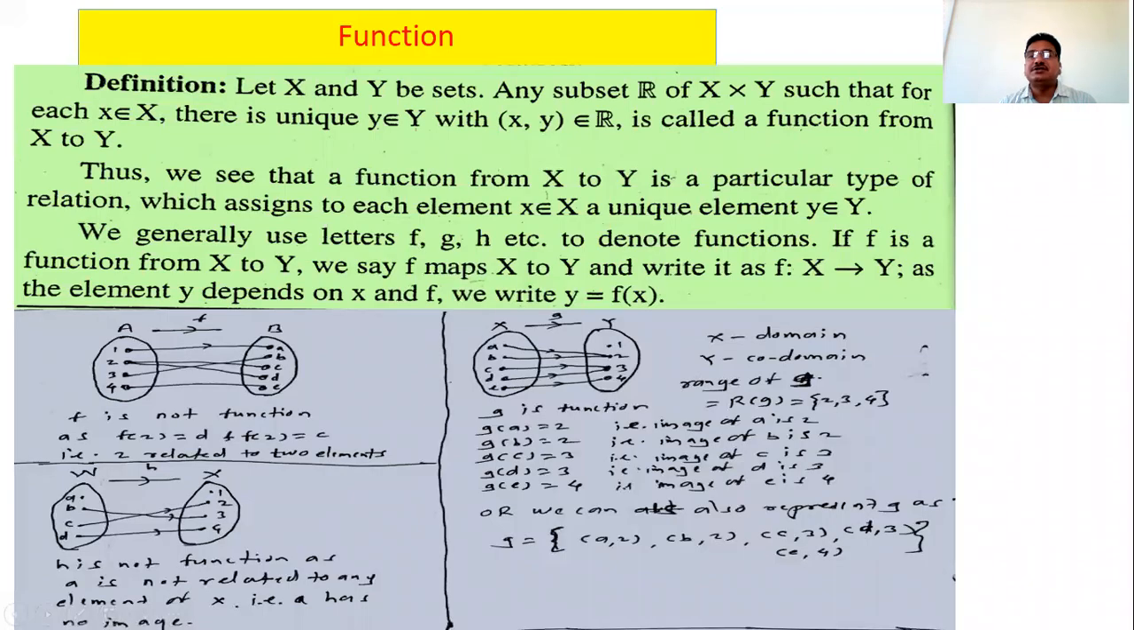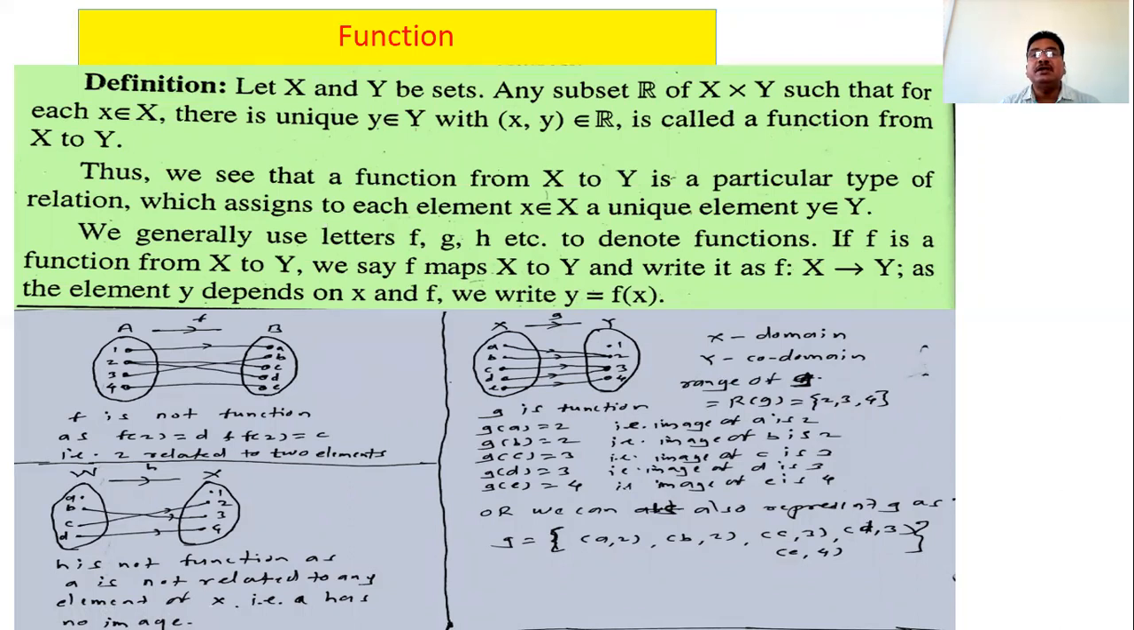Today the topic for discussion is function. So what is the definition of function? Let X and Y be two sets. Then a subset R of X cross Y, such that for each x belonging to X there is a unique y in Y with (x, y) belonging to R, is called a function from X to Y.